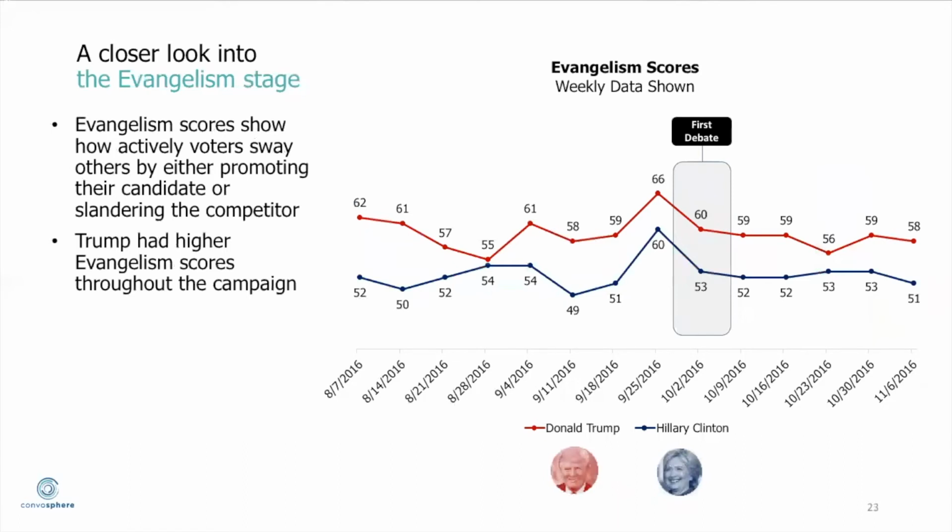Evangelism conversations are conversations in which a person actively tries to persuade others, so either by promoting his or her preferred candidate or by slandering the competitor. We found a similar pattern here as we found in the affinity stage. Trump has consistently higher evangelism scores over time, and Clinton's performance in the first debate has no impact on her evangelism score, as people seemed already firmly set in their opinions.